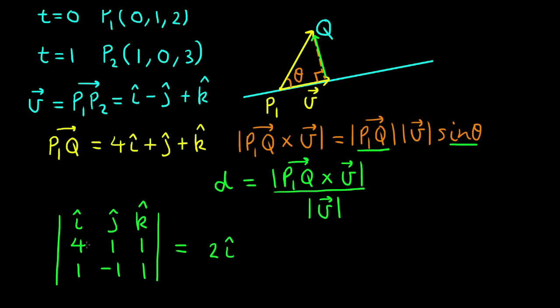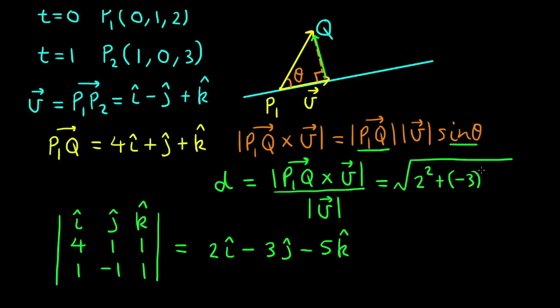And for the j component, we have minus 4 by 1 minus 1 by 1, which is minus 3j. And the k component can be obtained by taking 4 by minus 1, which is negative 4, minus 1 is negative 5. So we have minus 5k. So the magnitude of this vector is the square root of 2 squared plus minus 3 squared plus negative 5 squared.